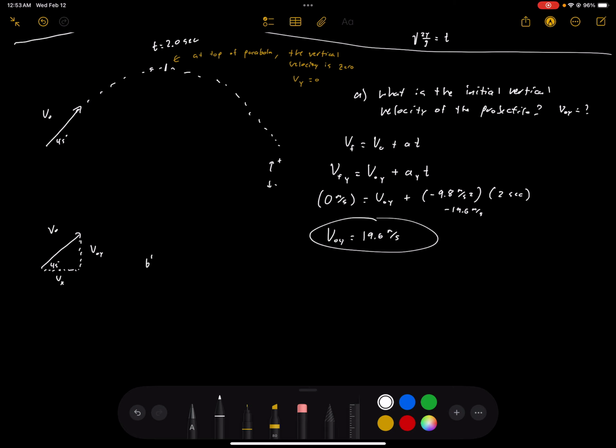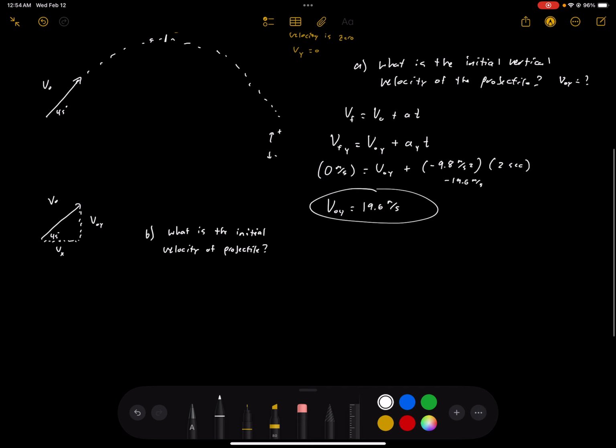So part B is going to be: what is the initial velocity of the projectile? And just to clarify, this is the actual initial velocity, so that's the vector sum of the x and y components.